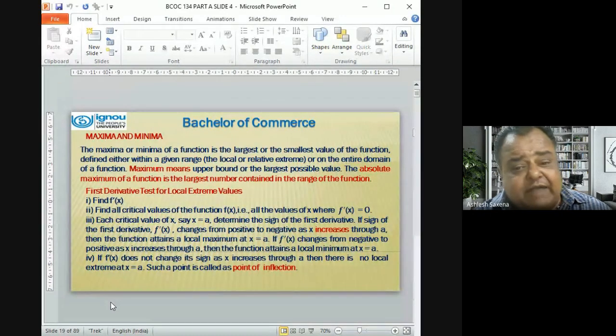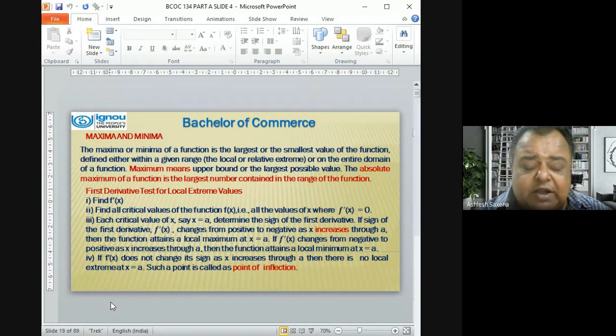Fourthly, if f dash x does not change its sign as x increases through a, then there is no local extreme at x is equal to a. Such a point is known as a point of inflection.